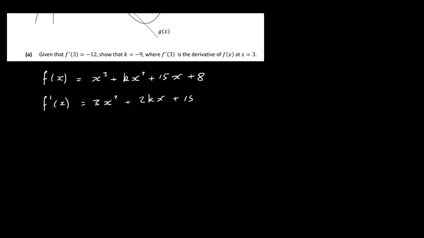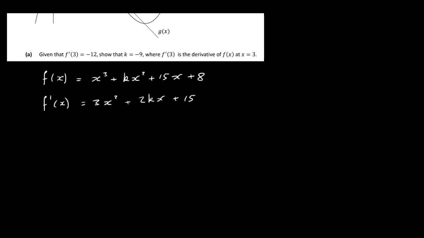Okay, so given that f prime 3 is equal to minus 12, show that k is equal to minus 9, where f dash 3 is the derivative of f of x at x is equal to 3. So what we've got to do is take our original function and differentiate it. Our original function is f of x, and it's equal to x cubed plus kx squared plus 15x plus 8. Now, if we differentiate this, we get 3x squared plus 2kx plus 15.